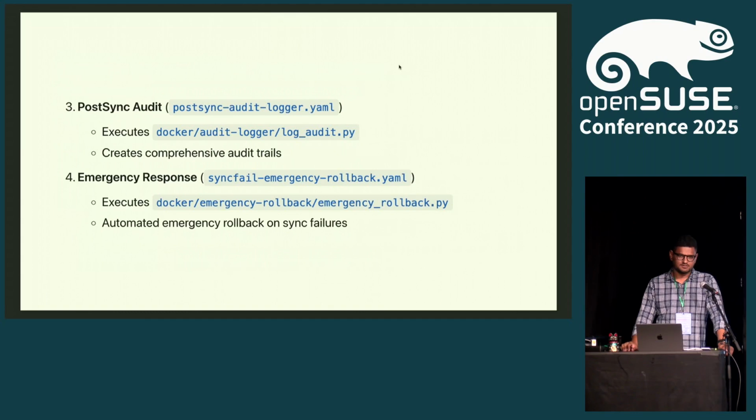And the next one is the post-sync audit. So this happens when you need an audit logger. For example, if you need a config change and you make it and you need an audit trail for that, the post-sync hook takes care of it. And emergency response. So for example, if the configuration drift occurs and ArgoCD is unable to restore the state, then we need an emergency rollback mechanism, and we have a fail fast for that. That's our emergency hook, or the sync fail hook.